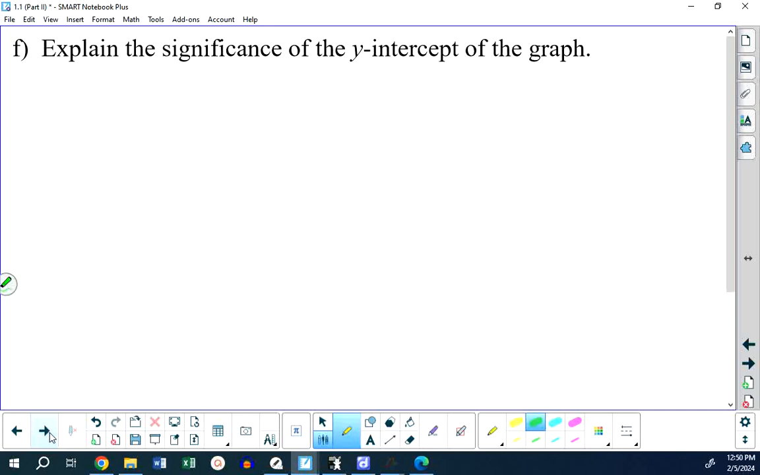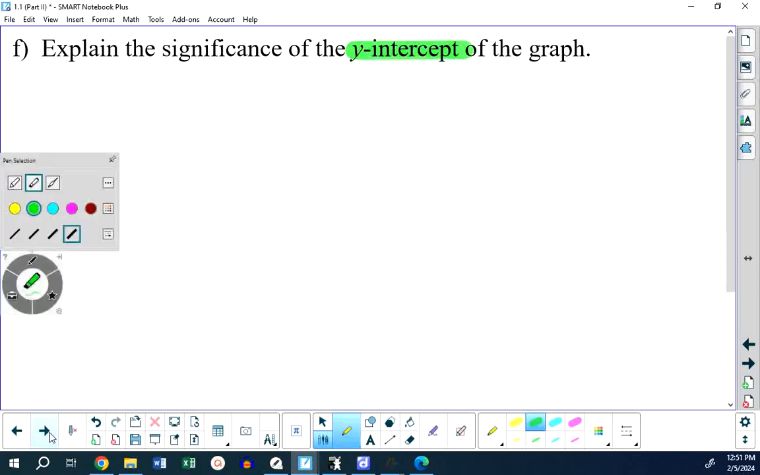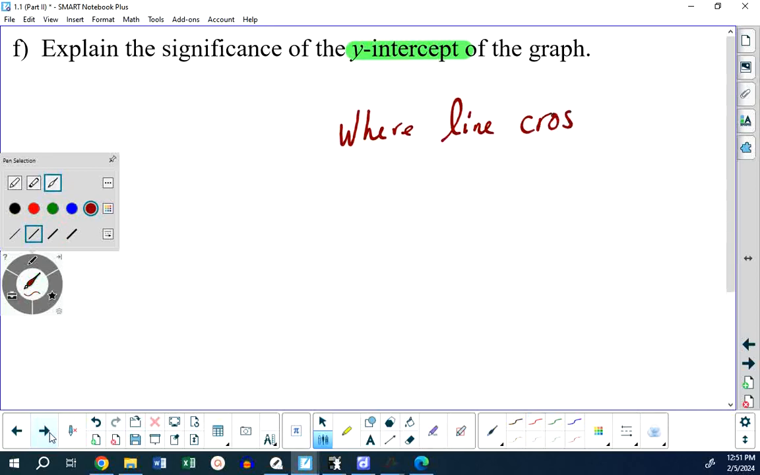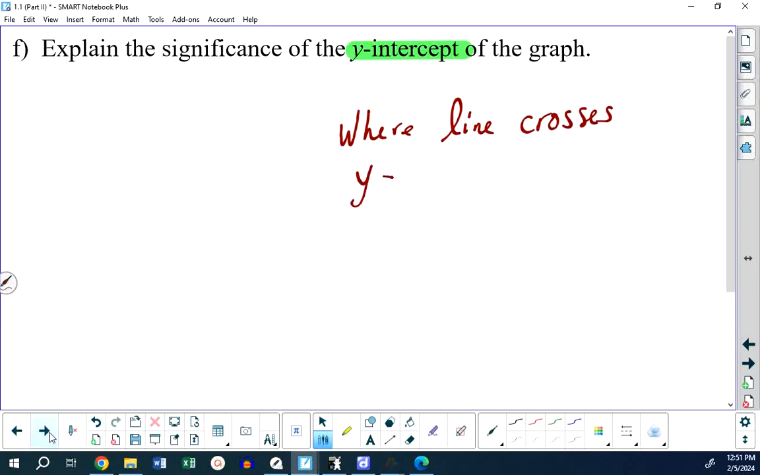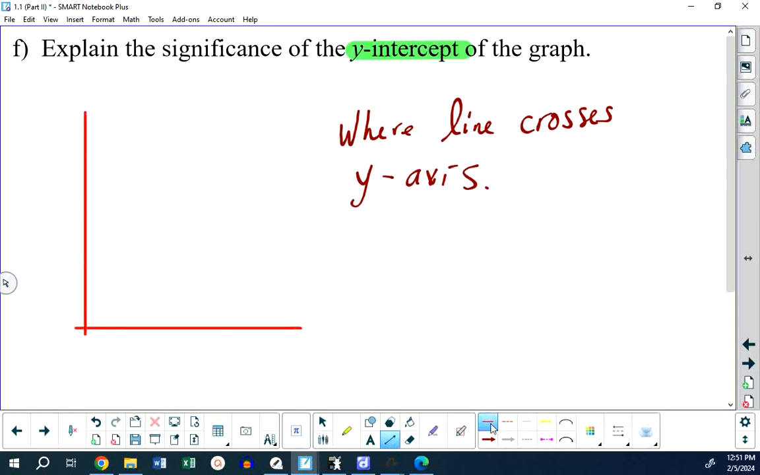So first of all, and I've taught this before to students, students in this course usually have a hard time with what the y-intercept means. The y-intercept is where the line crosses the y-axis. So I'll remind you, you should know this, but you never know. This is the y-axis.